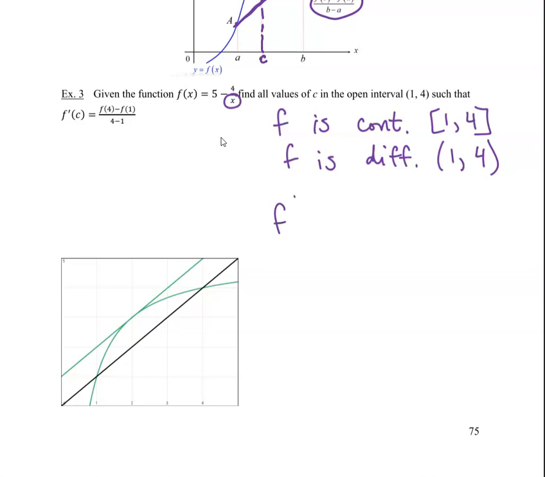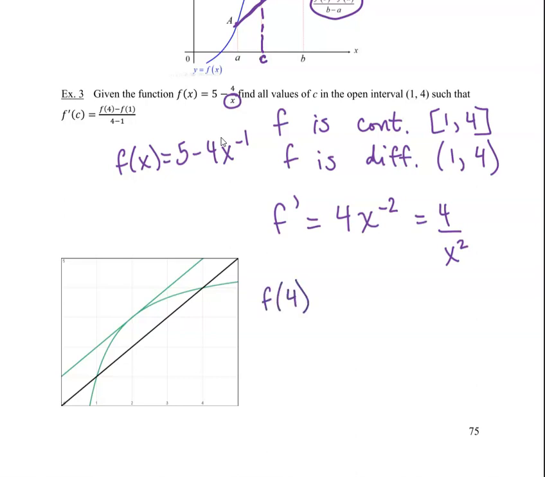And we'll see that. We're going to take the derivative of this, and you'll see that it is differentiable. So let's go ahead and take the derivative. F prime would be equal to 5, of course, is a constant. So, let me write this first. F of x is equal to 5 minus 4x to the negative first. So the derivative would be positive 4x to the negative second, or 4 over x squared. The only place that would be undefined would be, again, at x equals 0, so I don't have to worry about that because that's not in the interval. So according to the theorem, somewhere in the interval, the derivative will equal the average rate of change on the interval 1 to 4.